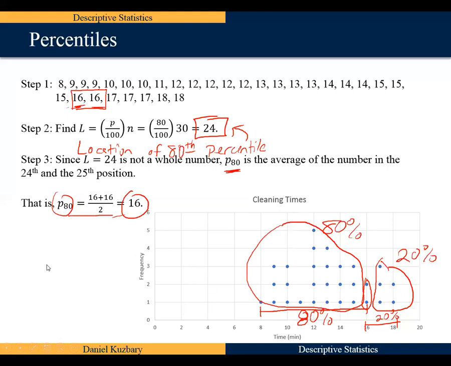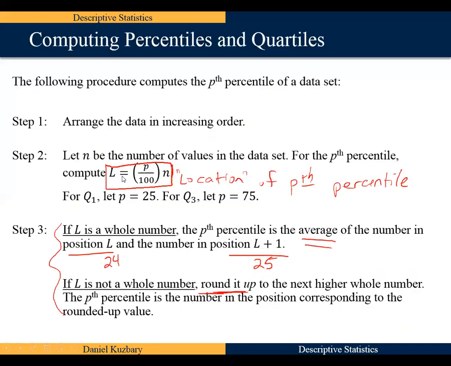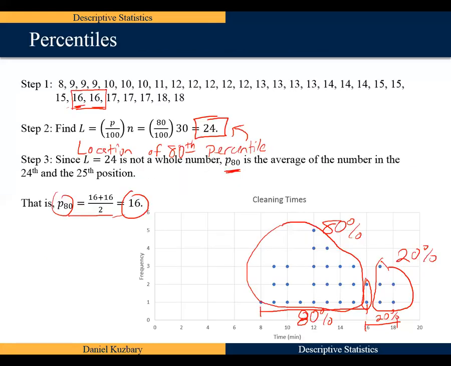So for any whole number between 1 and 99, we can find percentiles using this method. So I would hang tight to this slide, because this is the method for finding any percentile. It's a little complicated, but the math itself is not terribly challenging.